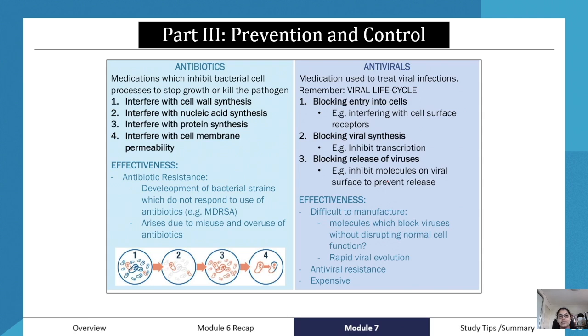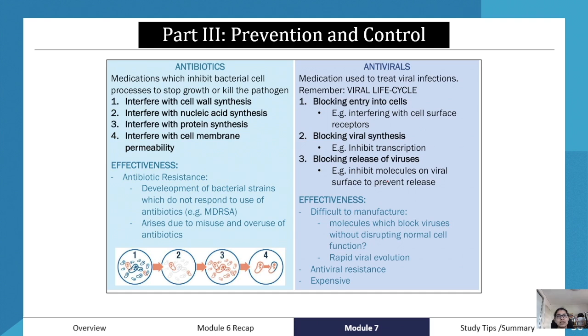Okay, now let's have a look at prevention and control, now focusing on antibiotics and antivirals. So antibiotics are medications which inhibit bacterial cell processes to stop the growth of the bacteria or kill the pathogen. What they do is interfere with cell wall synthesis, nucleic acid synthesis, protein synthesis, and cell membrane permeability.